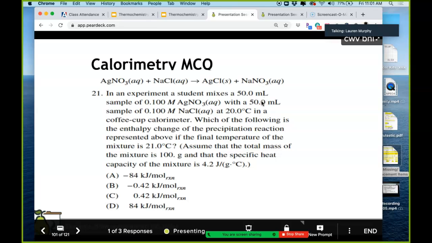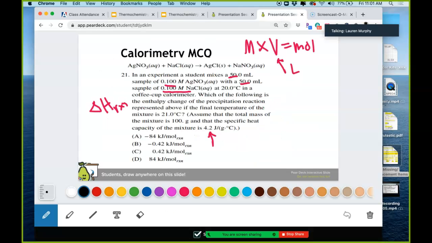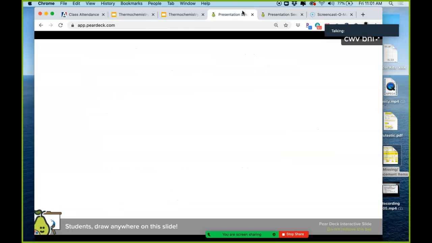So molarity times volume is moles. So you go, okay, I'm going to just do it right here. Molarity times volume is moles. The molarity is 0.1. So I'll write it as 0.1 moles per liter times, now 50 milliliters, I have to convert to liters, so I divide by 1,000, so that's 0.05 liters. So 0.1 and 0.05 is 0.005 moles.